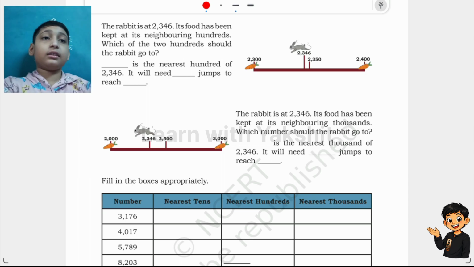Now, in this, we have to see which side the rabbit is facing. If the number is below this line, on the left of this line, then it would go to this. If it's on the right of this line or on this line itself, then it will go here.